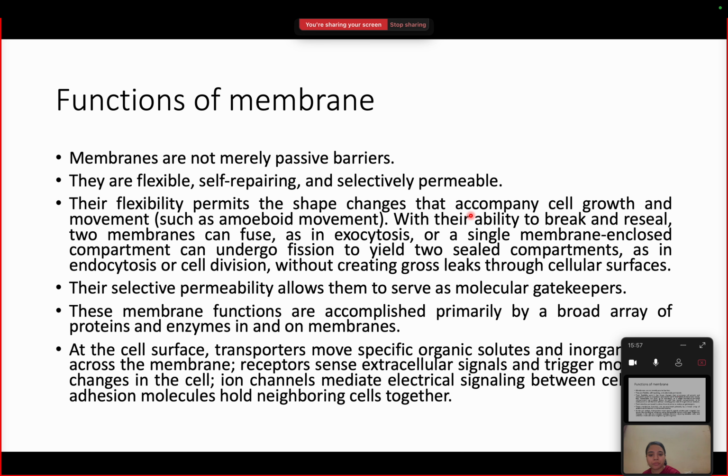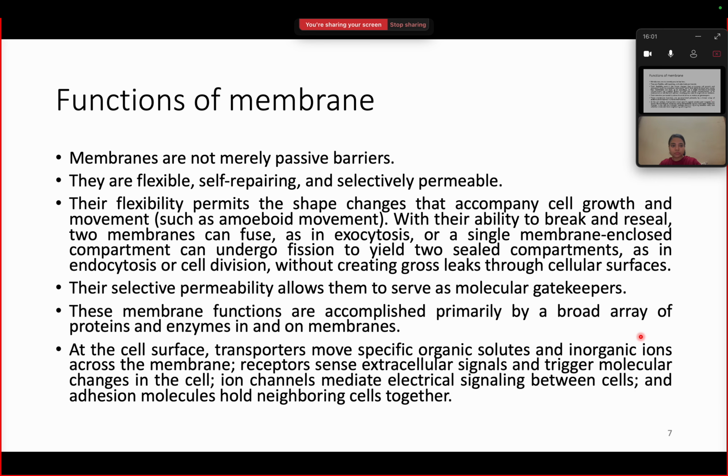Their selective permeability allows them to serve as molecular gatekeepers. These membrane functions are accomplished primarily by a broad array of proteins and enzymes in and on membranes. At the cell surface, transporters move specific organic solutes and inorganic ions across the membrane.